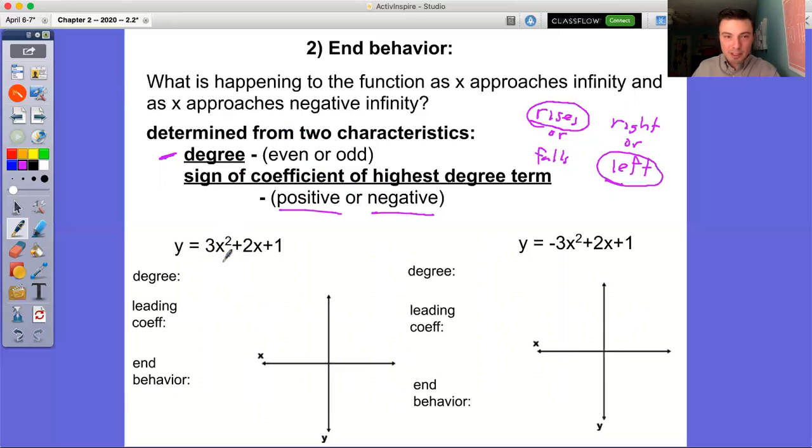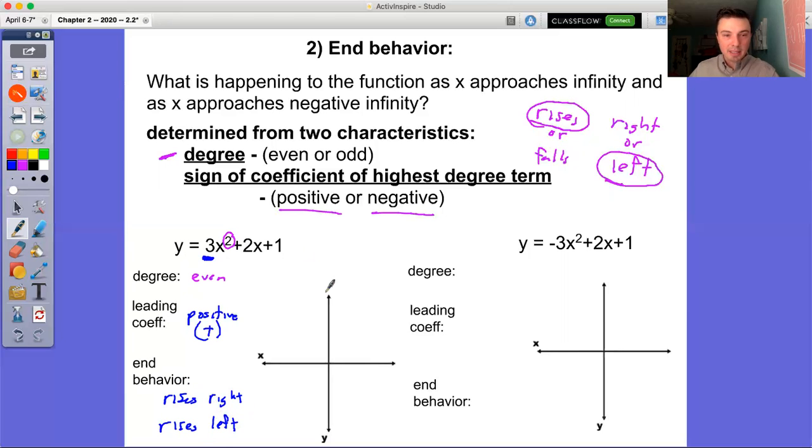All right, so for this first one, the degree is 2, so that would mean it's even. The leading coefficient is 3, so that means that is positive. Just going to write a plus from here forward. So that means if the degree is even and the leading coefficient is positive, the end behavior is rises right and rises left.